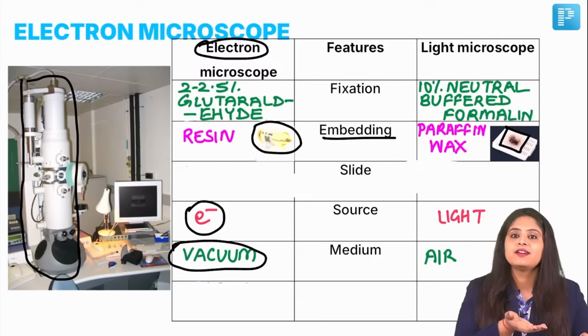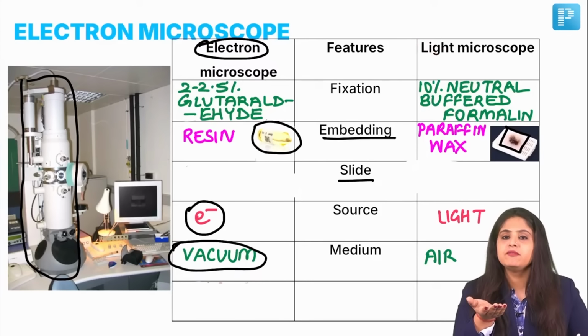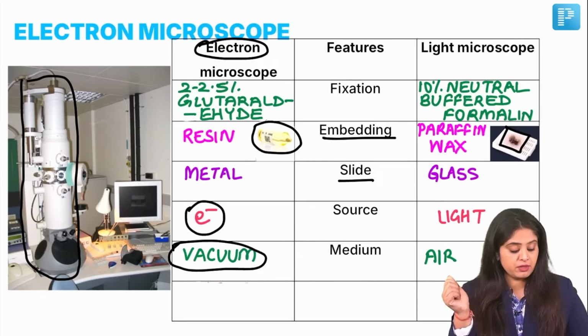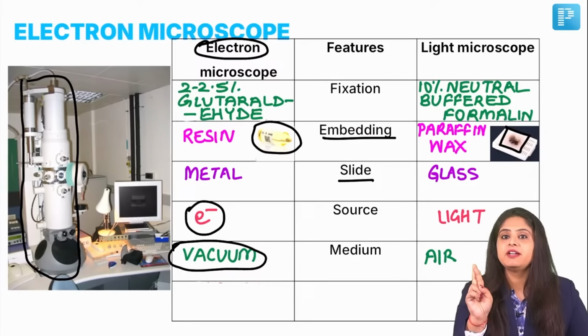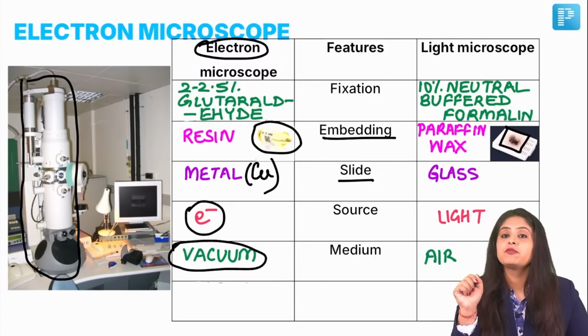Now you have to look at it under a microscope. On which kind of slide will you see? Light microscope, so we know, ma'am, we used to use those glass slides in our practicals. So in a light microscope, a glass slide is used, but glass with electron doesn't work well. So for an electron microscope, I will prefer a metal slide, usually made up of copper.